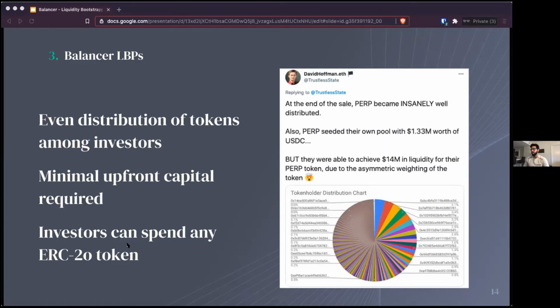Taking a look at this graphic here, the distribution of tokens from the Perpetual Protocol token sale was pretty impressive, and this is what we've continued to see in general through all the other LBPs that have happened ever since.